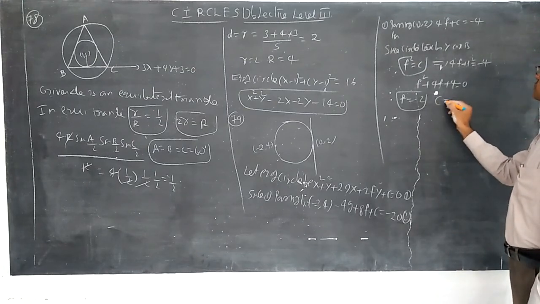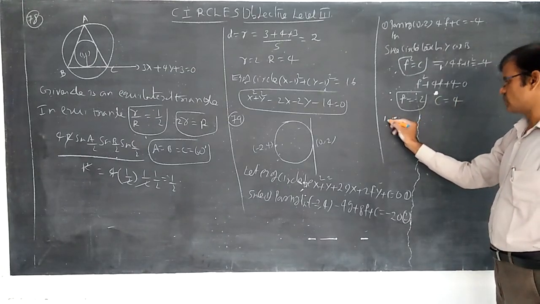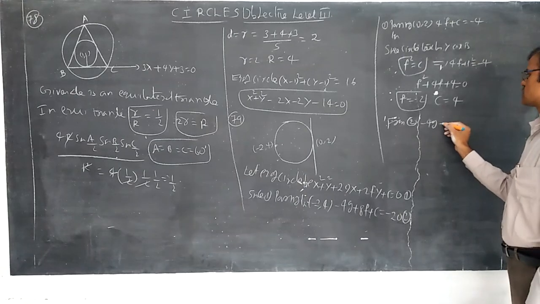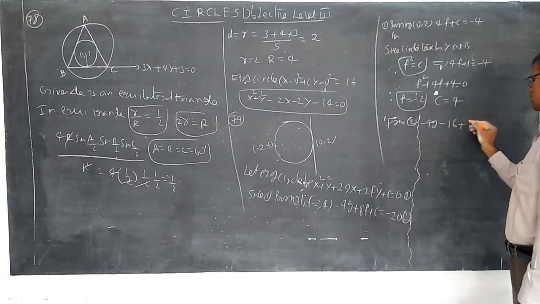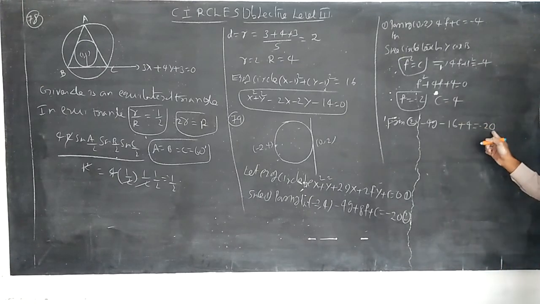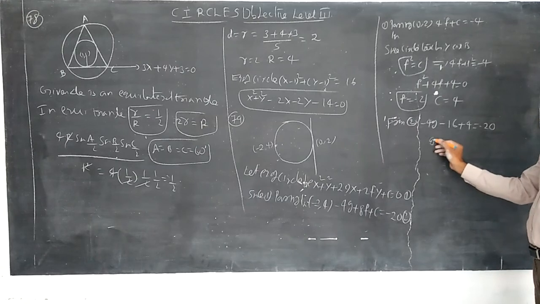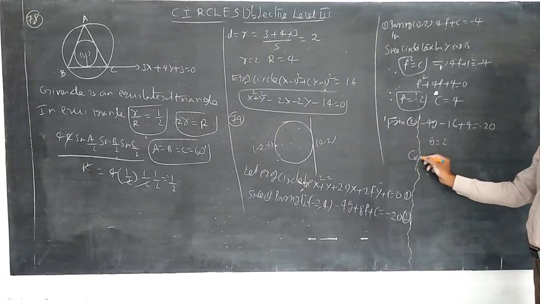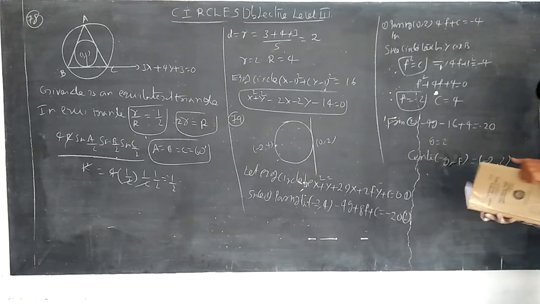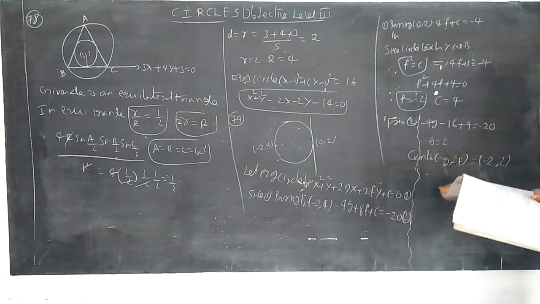Whenever f is equal to -2, using the formula c is equal to 4, and from equation 1 you can substitute the value. You will be getting -4g plus 8f, which means -16, plus 4 is equal to -20. So 4g, taken to the other side, becomes 20 minus 16 plus 4, that is 8. 8 is equal to 4g, so g is equal to 2. So the center, center formula -g comma -f, is equal to -2 comma 2. Now verify the options.